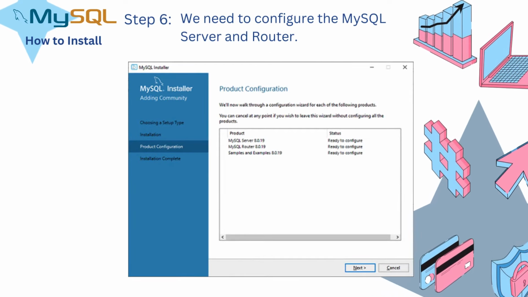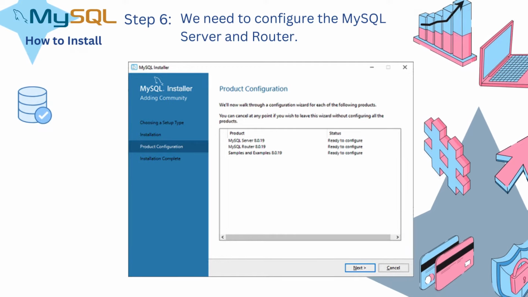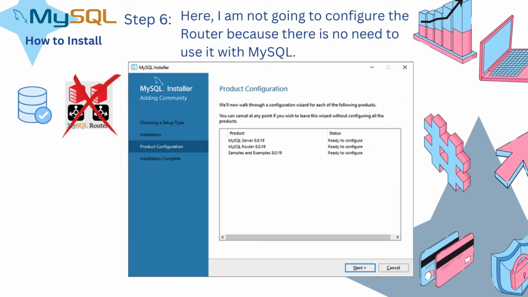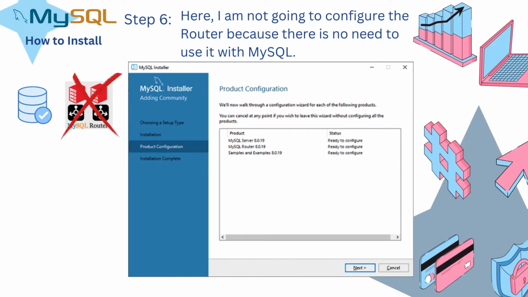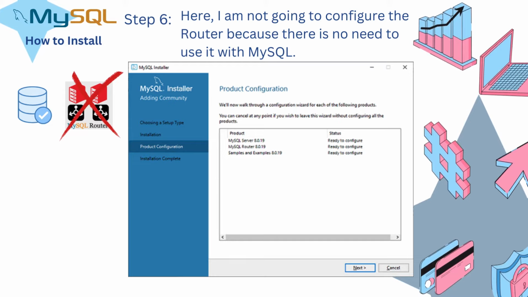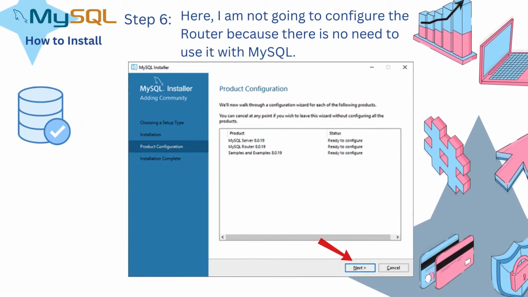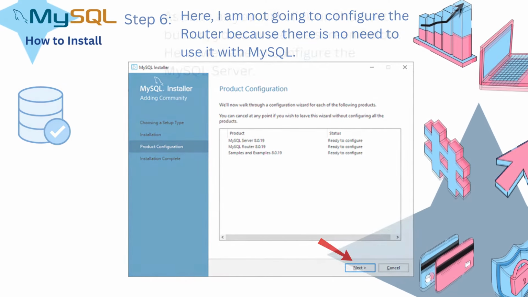Step 6. In the next wizard, we need to configure the MySQL Server and Router. Here, I am not going to configure the Router because there is no need to use it with MySQL. We are going to show you how to configure the server only. Now, click on the Next button.